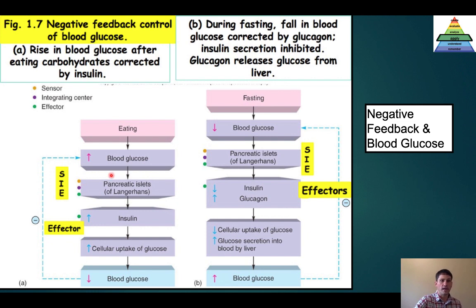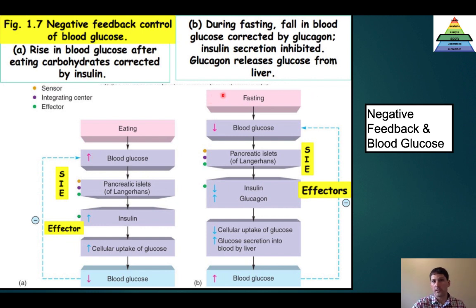Here, our pancreatic islets in our pancreas are our sensor, our integrating center, and our effector. You can see this throughout the body, that some organs have multiple functions. They release insulin. That insulin increases in our body, and what happens is we increase the uptake of glucose by our cells, and that brings our blood glucose levels back down. So that is our negative feedback until our blood glucose goes back up again.